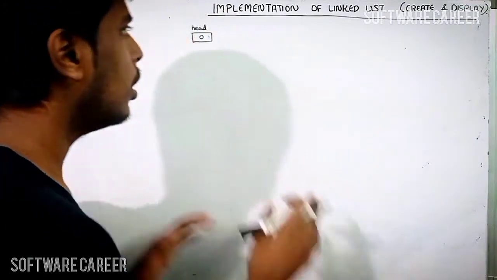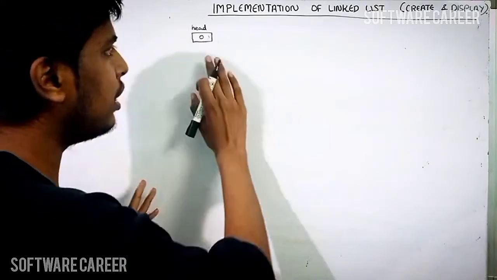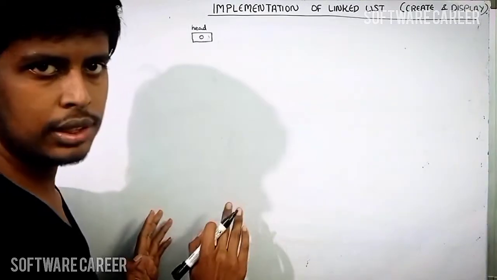Everyone. In this video I am going to teach you implementation of linked list, and I will teach you how to create all the nodes in a linked list, that is how to create a linked list and also display all the elements present in each node of the linked list. See, now this is the linked list. This is an empty linked list. There are no nodes present in the linked list.